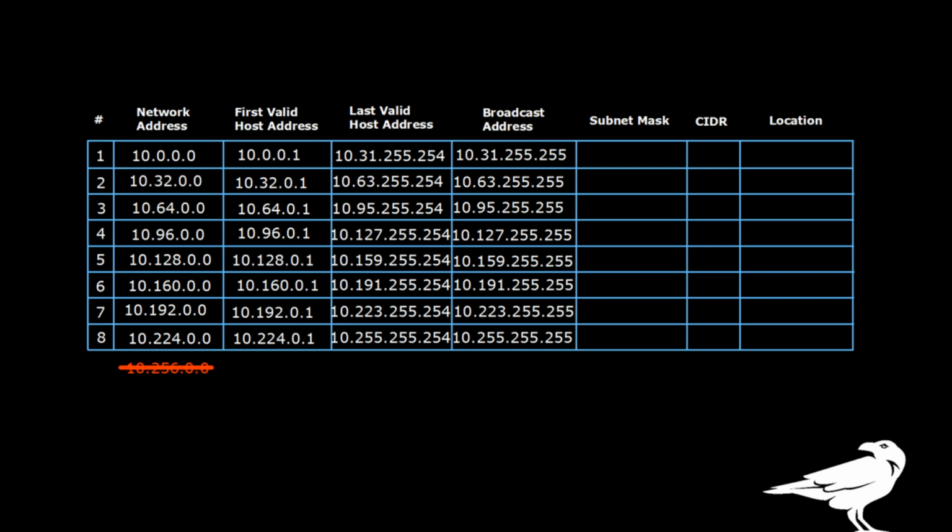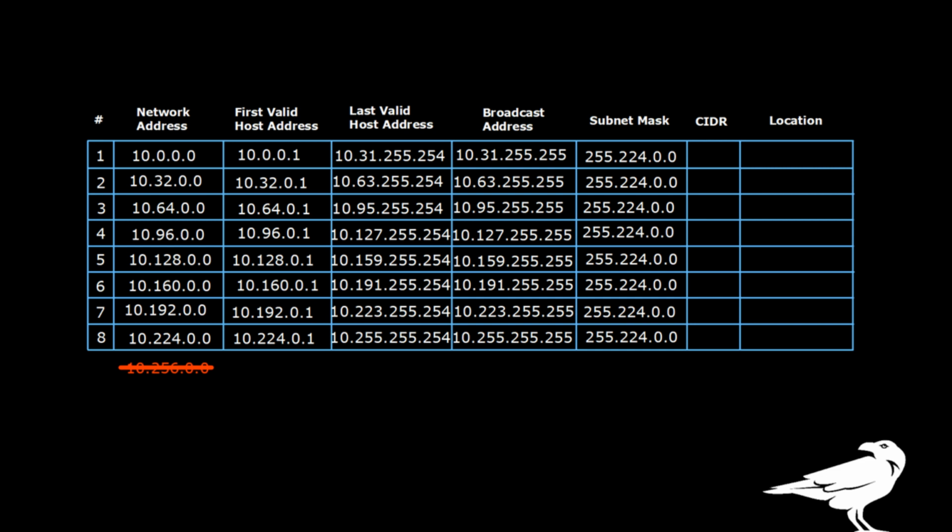And as always, everything in between the first and the last valid host addresses, including them, is a usable IP address within that subnet. Speaking of subnet, let's quickly jot down the subnet mask, which is 255.224.0.0, and it's the same for all of them. At least at the moment it is.